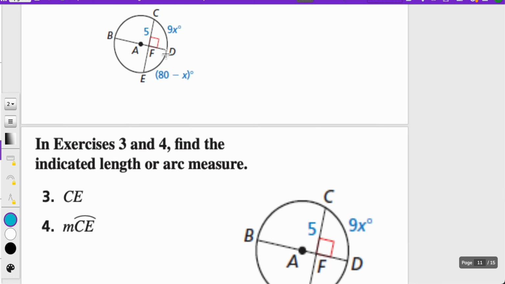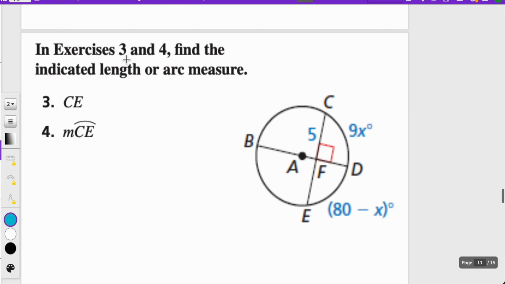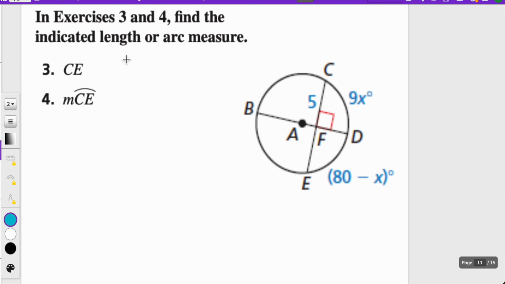Now in exercises 3 and 4, we're going to use this one. So in exercises 3 and 4, find the indicated length or arc measure. Again, this would be a good one to try on your own, so if you can, go ahead and pause the video here and then click play when you're ready to check your work.